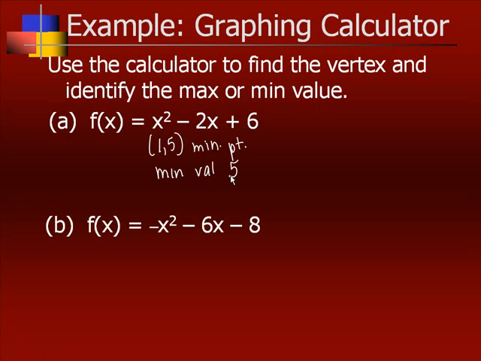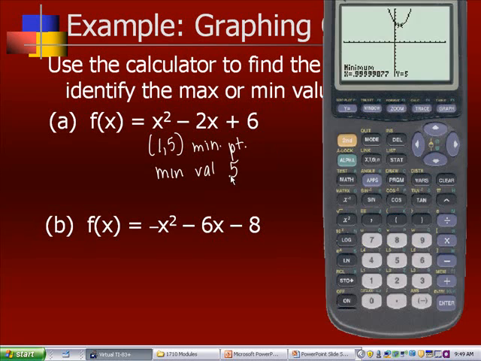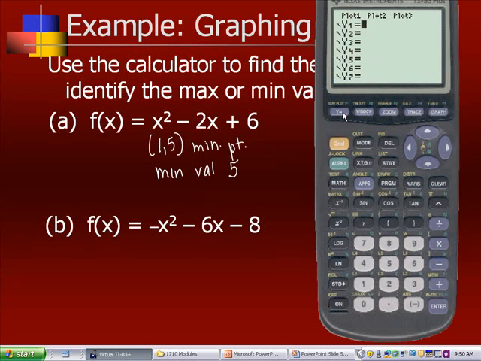Okay, let's try it again. Let's go back on our calculator. So we're going to go to y equals negative x squared minus 6x minus 8. Then we're going to do graph. And there's our parabola opening downward. Here's our vertex. Let's find it.